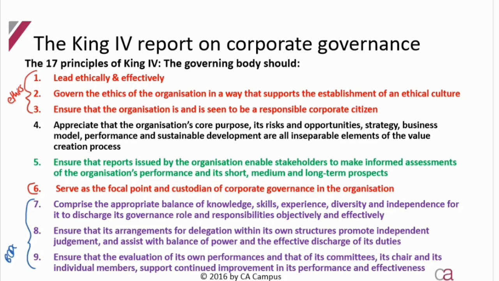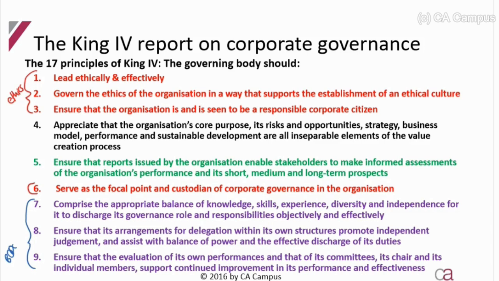So 1, lead ethically and effectively. 2, govern the ethics of the organization. 3, ensure the organization is a responsible corporate citizen. All of these dealt with in King 3. 4, set the strategy of the business. 5, ensure that there are the reports, like the integrated report, that need to be developed and released. 6, make sure you've got a board of directors or governing body, which is your focal point. 7, look at the composition of that governing body.